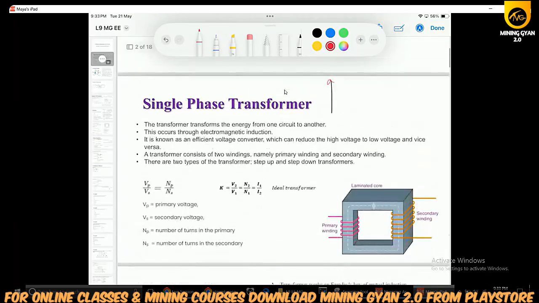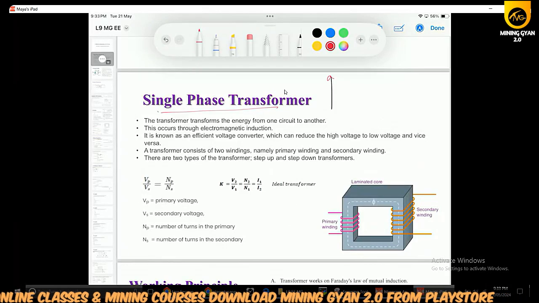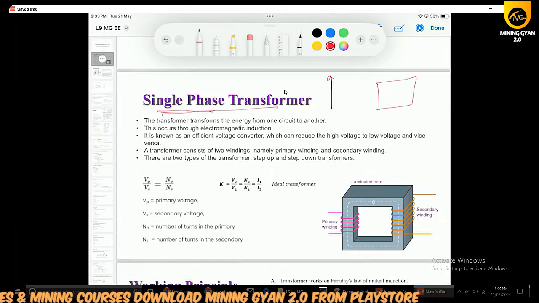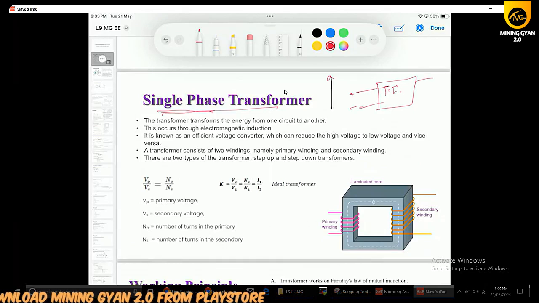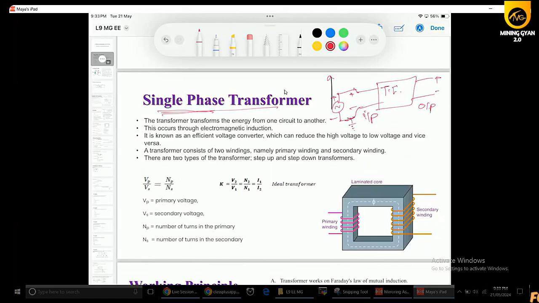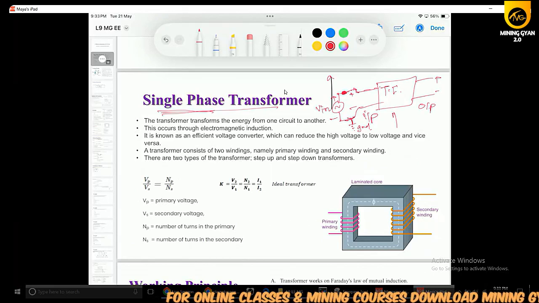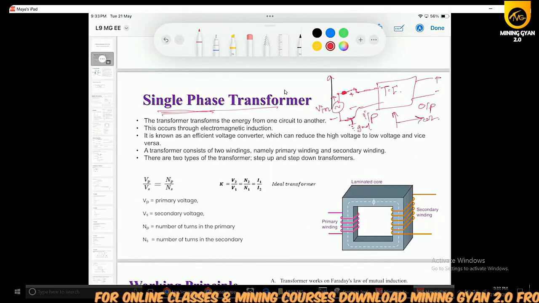So why is it called single phase? Because this is the transformer. Let us say this system is the transformer. These two are the input terminals, and these two are the output terminals. In the input terminals, we will provide single phase AC supply, plus and minus. This terminal will be the reference terminal or grounded terminal, and this will be your live conductor or the line conductor.